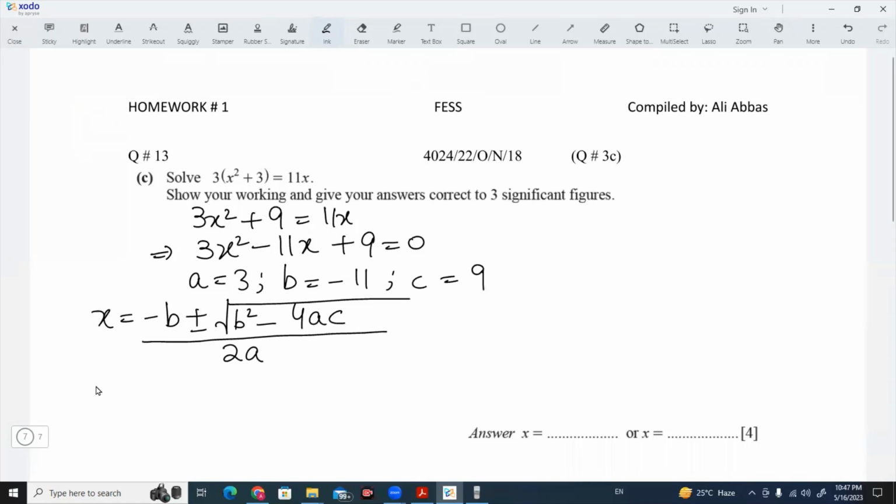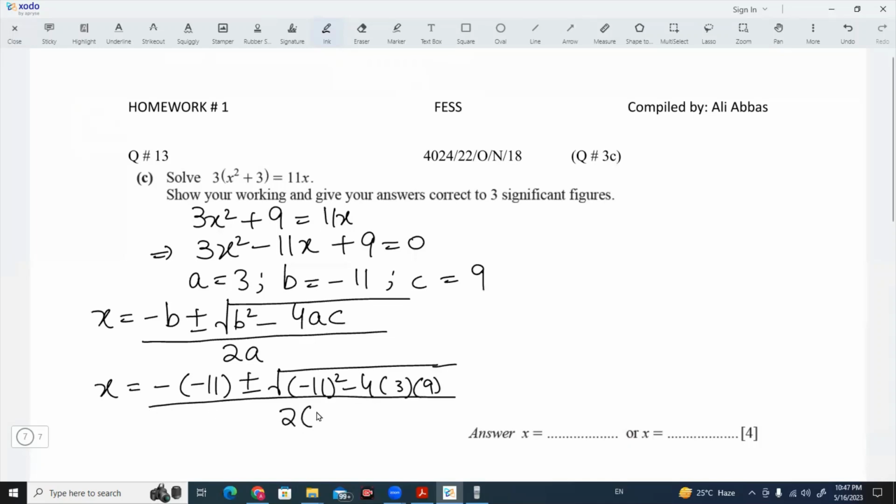Now put these values into the formula. X equals minus, and the value of B is also negative, so plus minus whole square root. The value of B is negative 11 squared minus 4 times A, which is 3, and C, which is 9, and the whole divided by 2 times 3.